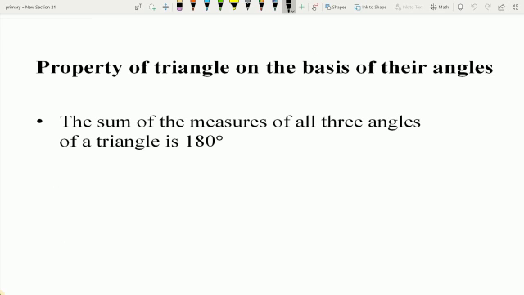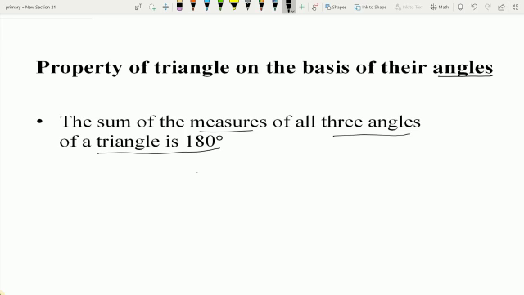Now let us see the properties of triangle on the basis of their angles. The sum of the measures of all three angles of a triangle is 180 degree. Students, it means triangles के जो 3 angles होते हैं उसको अगर हम ऐड करेंगे तो उसका सम जो होता है वो 180 डिग्री होता है.